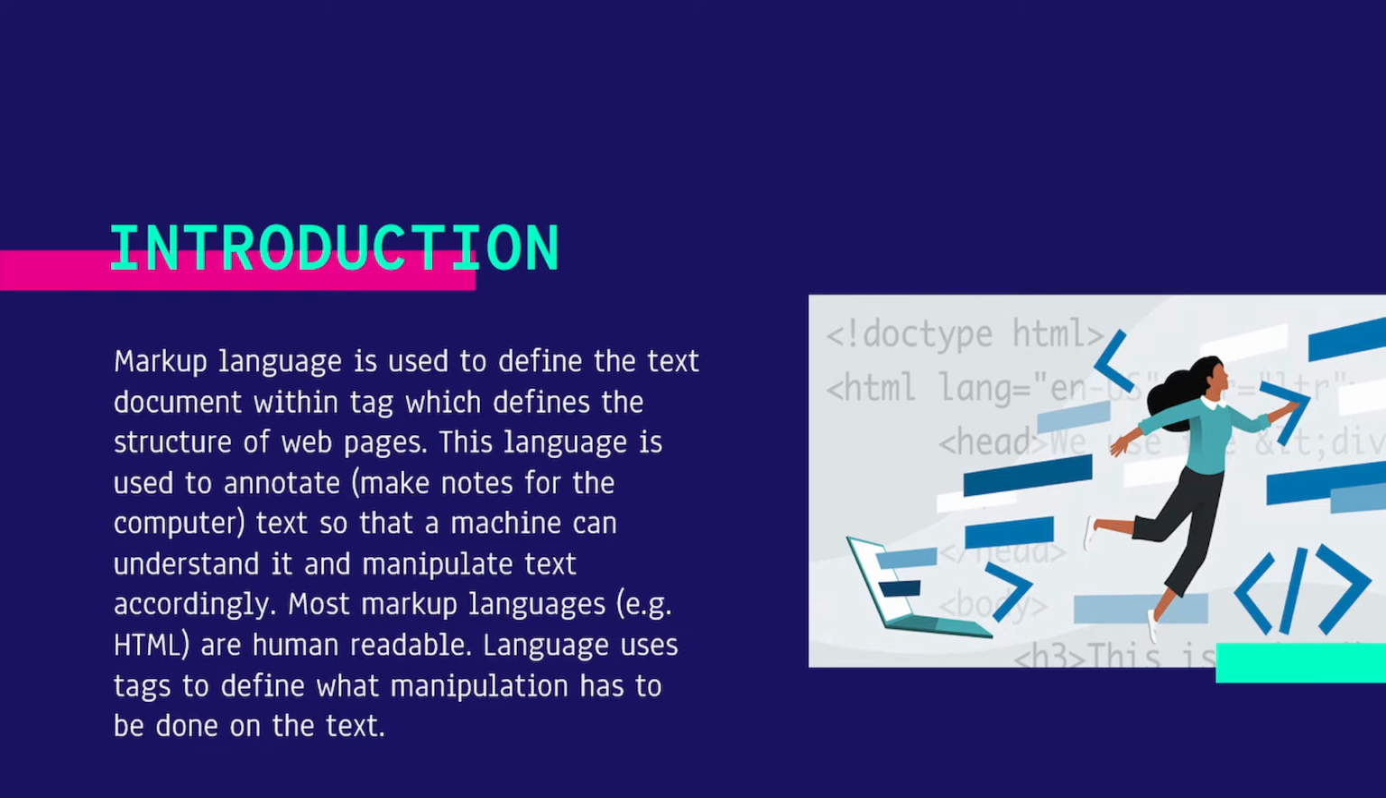Most markup languages, for example HTML, are human readable. The language uses tags to define what manipulation has to be done on the text. So you can consider it like a normal English language, but providing some tags. So you have to just remember those tags, what kind of problem, what kind of tags are used. So HTML is just a very simple markup language. You can easily understand that because it is human readable. It is not binary or any other thing which you cannot understand. It is just plain English with some basic structure or the common structure.